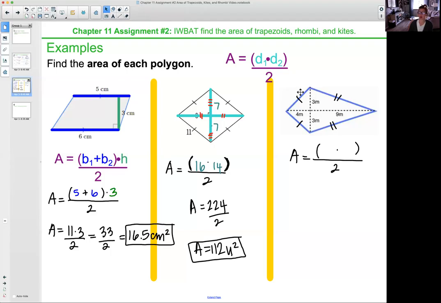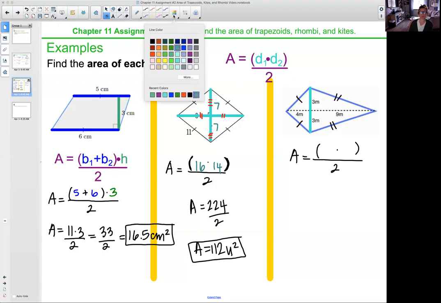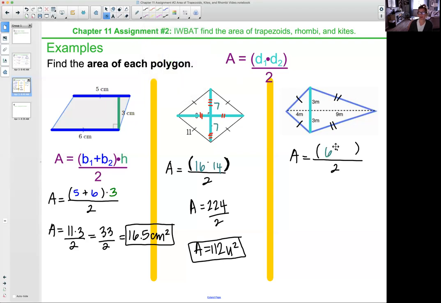Now this one has all the pieces labeled. Remember, in a kite, only one diagonal is split in half, the one that can be folded over. So let's use this as diagonal 1. So we would just do 3 plus 3 for that one to get 6 for that first diagonal. And then diagonal 2 is going to be this one. Again, you can switch the order if you want to, it doesn't matter. So if this one's diagonal 2, add those together. 4 plus 9 is 13. Use that in your formula.